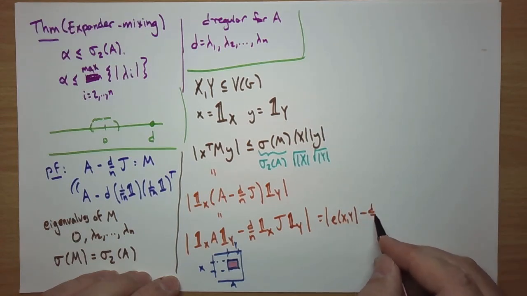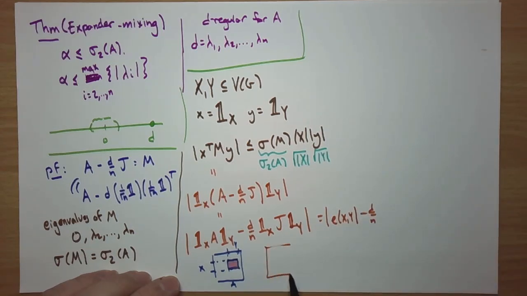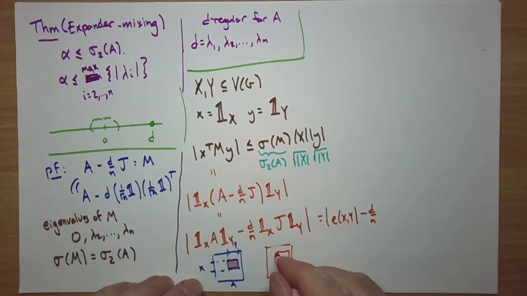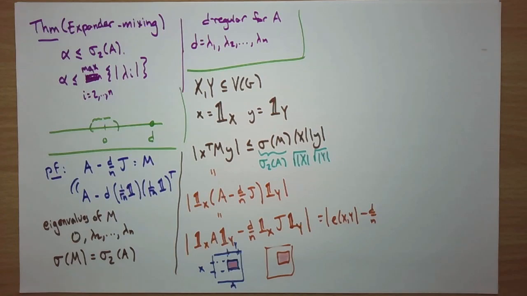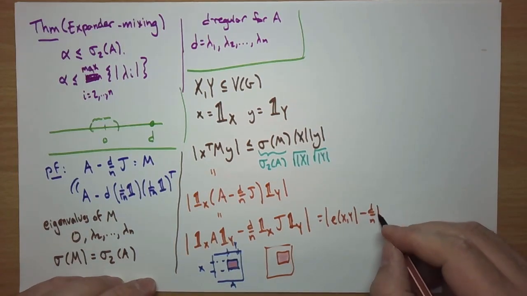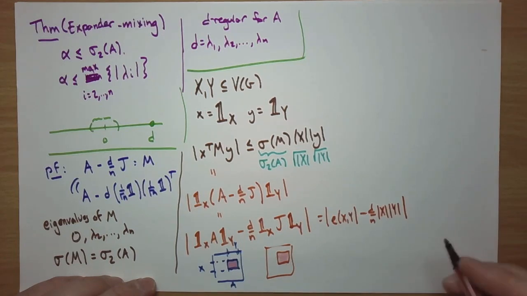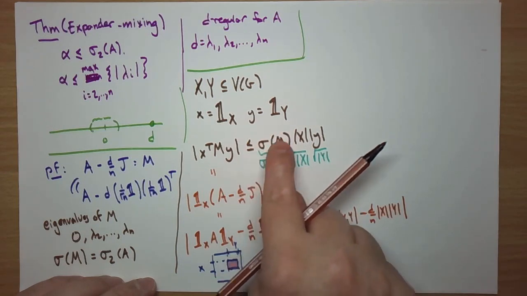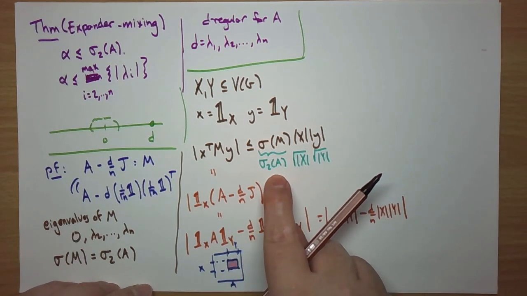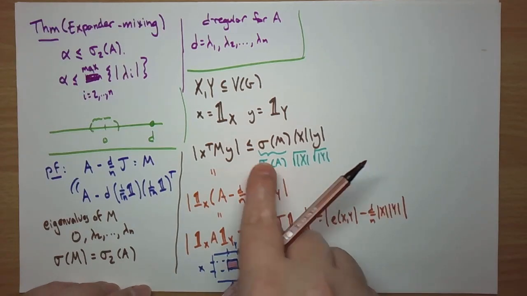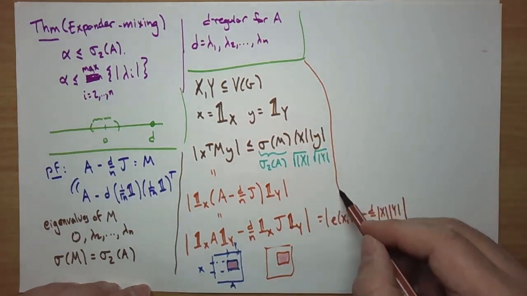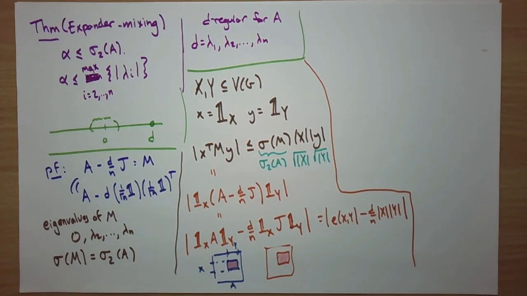All right, minus d over n. Now here when you do it, it's a similar box, but now your box is full of just ones. So it's the size of x times the size of y. So minus d over n times size of x, size of y. And we're done. Because we wanted to find the smallest value that we could put here, and we said you can put sigma 2 of a there. And so that says that our discrepancy is bounded by sigma 2 of a. And life is good.